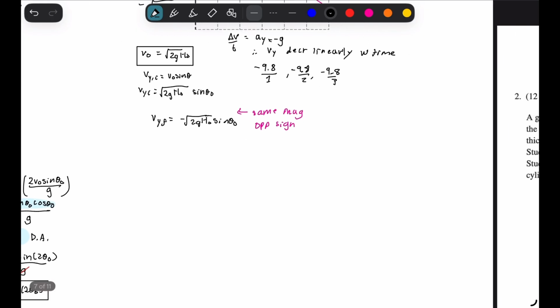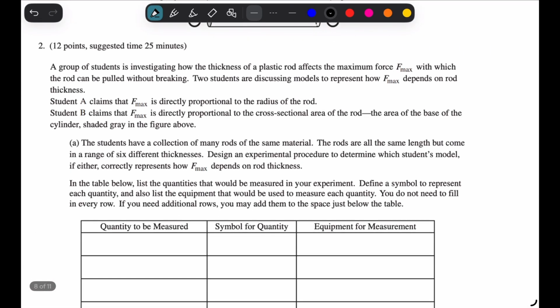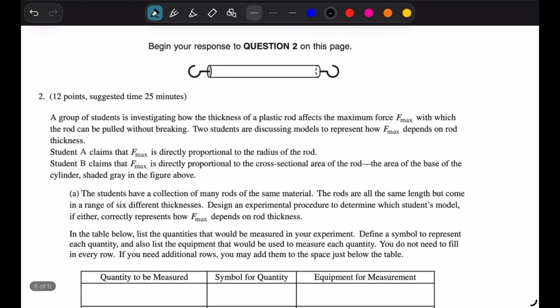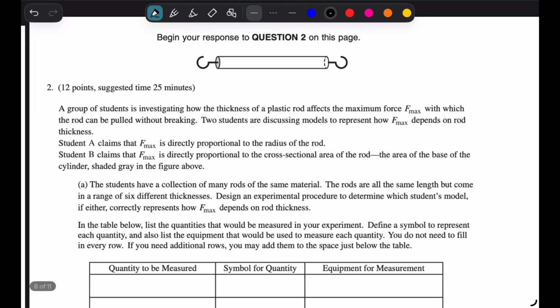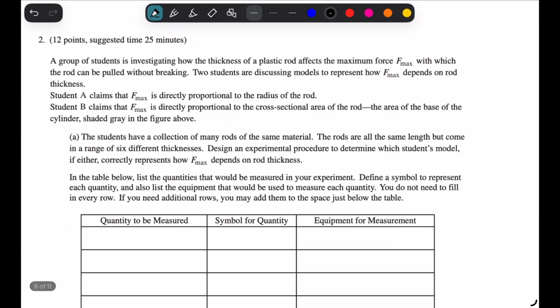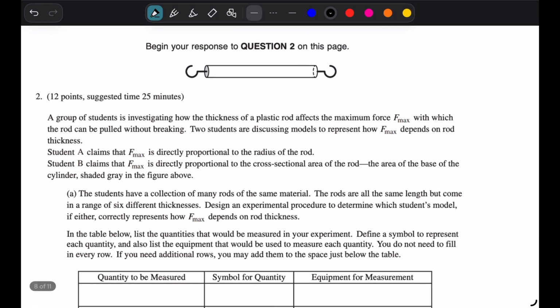Now let's move on to our next question. A group of students is investigating how the thickness of a plastic rod affects the maximum force F max with which the rod can be pulled without breaking. Two students are discussing models to represent how F max depends on rod thickness. Student A claims that F max is proportional to the radius of the rod. Student B claims that F max is directly proportional to the cross-sectional area of the rod, which is the area of the base of the cylinder, shaded gray in the figure above.